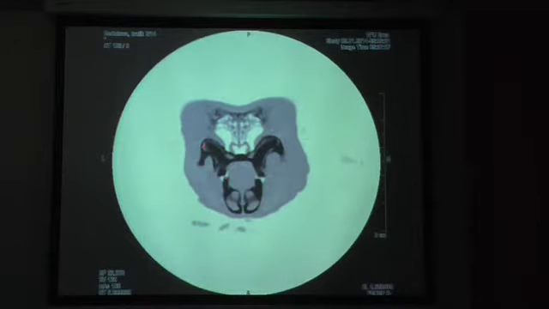And here you could see quite nicely cheek teeth and mandibular teeth without any pathologies in this picture.